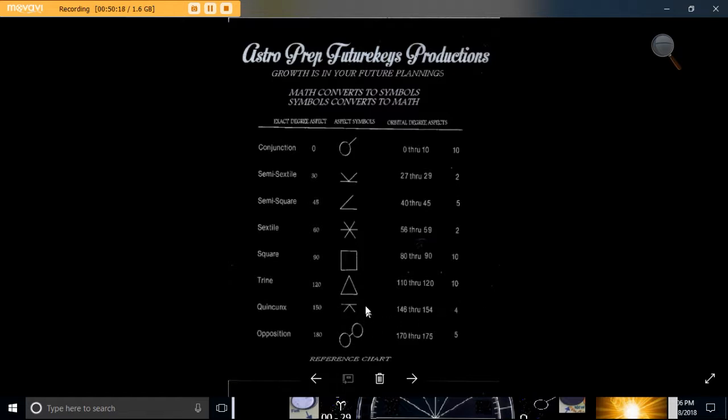All right, so now the quincunx. It has two names, quincunx and inconjunct. An inconjunct aspect looks like this, but it equals 150 degrees, and it starts at 146 through 154, with a 4 degree orbital effect, actually coming in or going out.